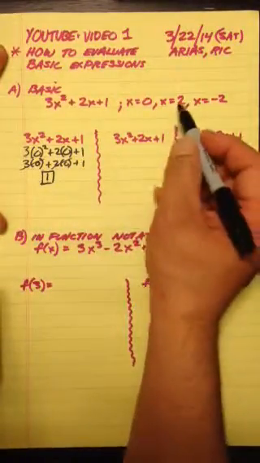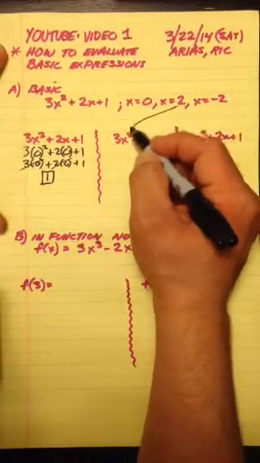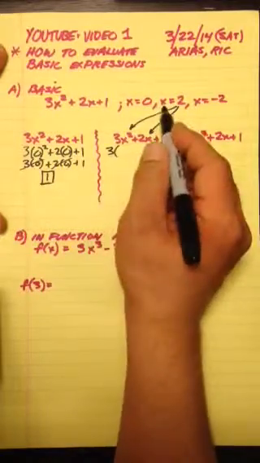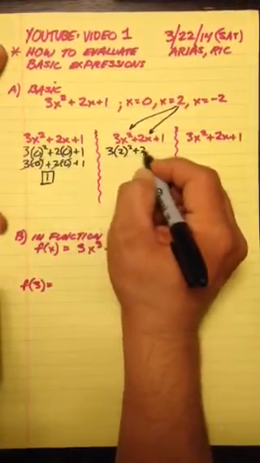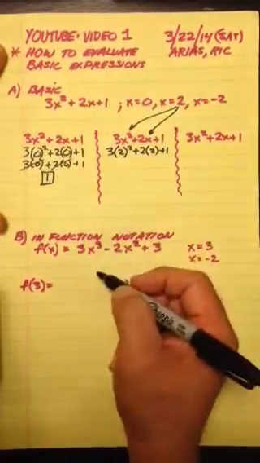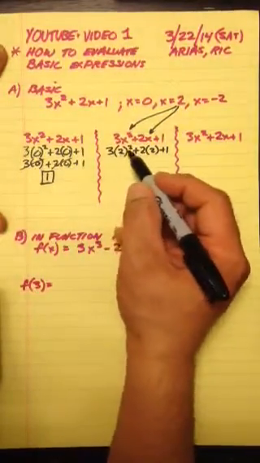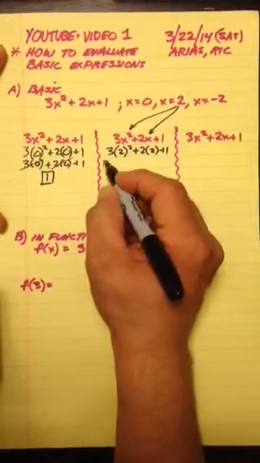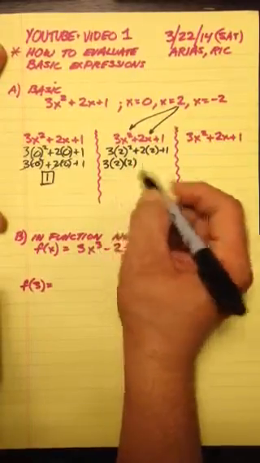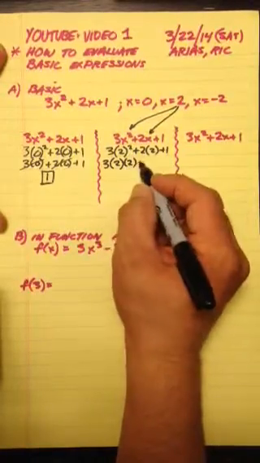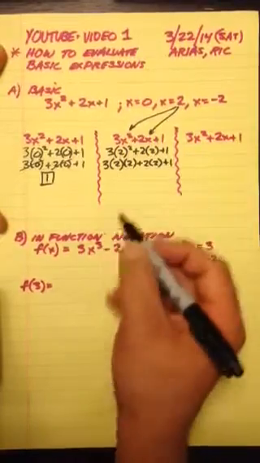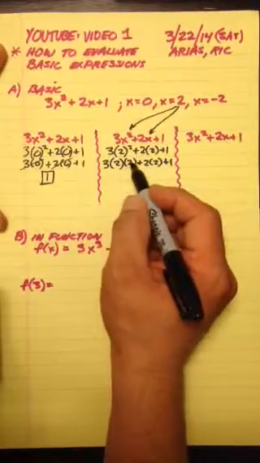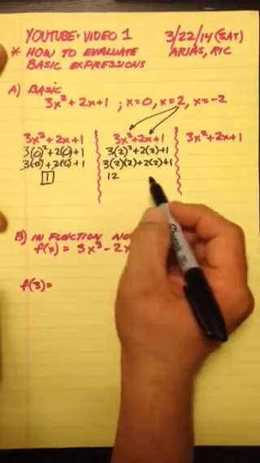Trying it now with the 2. Putting in the 2 here, we're going to put the 2 in for x squared and also for the x. So 3 times 2 squared plus 2 times 2 plus 1. I'm going to open up this 2 squared so you know that it's 2 times 2, because it's an exponent and you're seeing it 2 times, plus 2 times 2 plus 1. In this case, they're all positive, so you know it's positive, and that gives me a 4 times 3, which is 12.